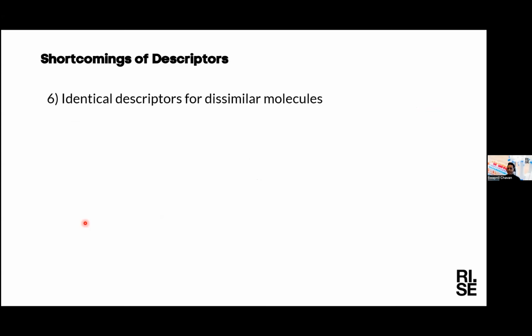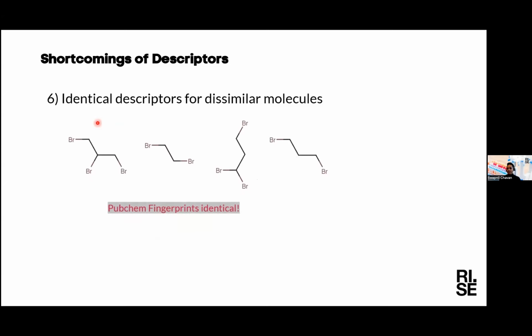The sixth disadvantage is sometimes they can be identical for dissimilar molecules. What I mean by that is, here are the polybrominated compounds, and if you calculate PubChem fingerprints for these four compounds, they will all be exactly the same. So imagine if someone is using PubChem fingerprints for these polybrominated compounds, they are representing the same compound for very dissimilar molecules. And that's a big drawback.